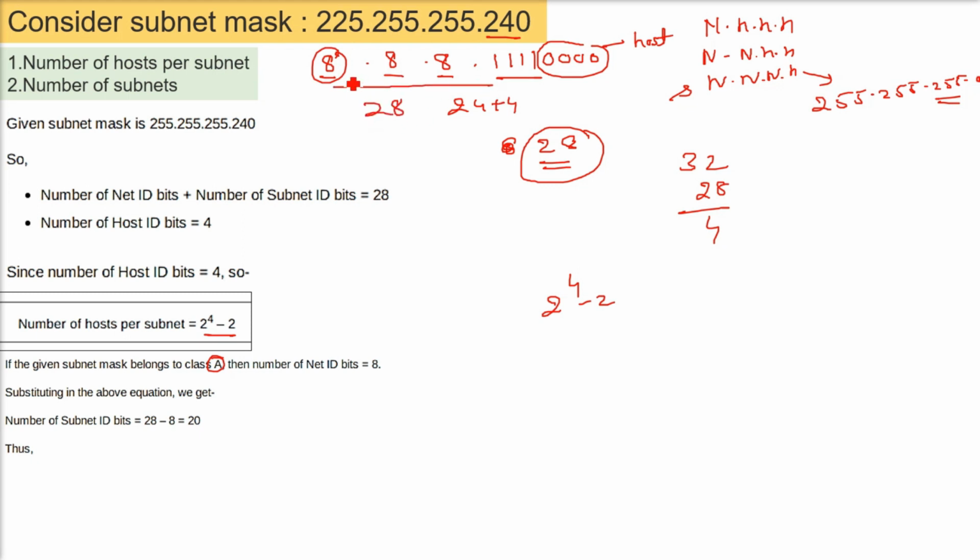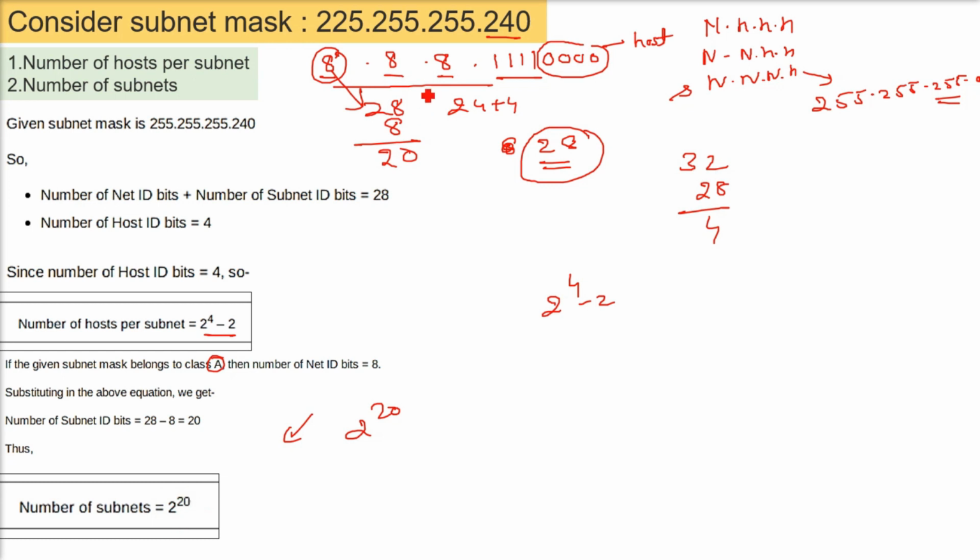You just subtract this from the number of ones. How many ones are there? 28. Subtract 8, you get 20. That 20 will be used for the subnets. That is, if it would have been class B, then the first 8 one bits and second 8 one bits have to be subtracted: 28 minus 16. And if class C, 28 minus 24 has to be done. So 2 to the power 12 in the class B case, and 2 to the power 4 in the class C case.